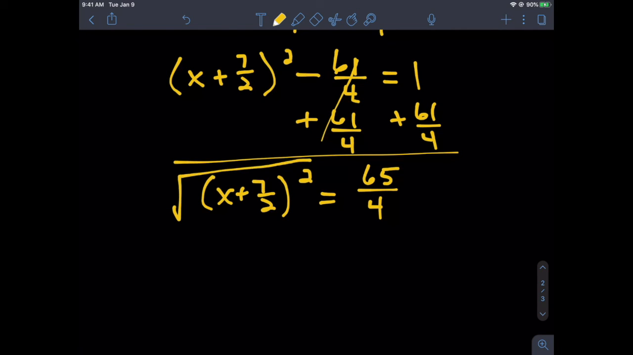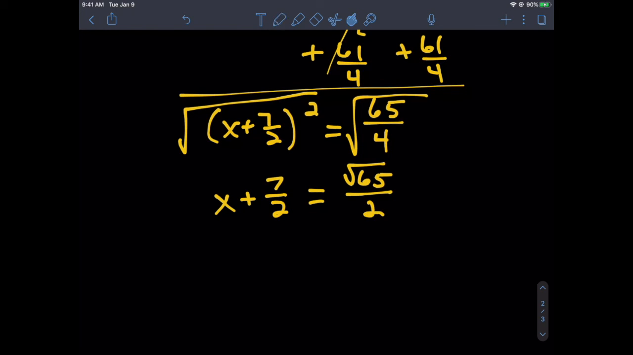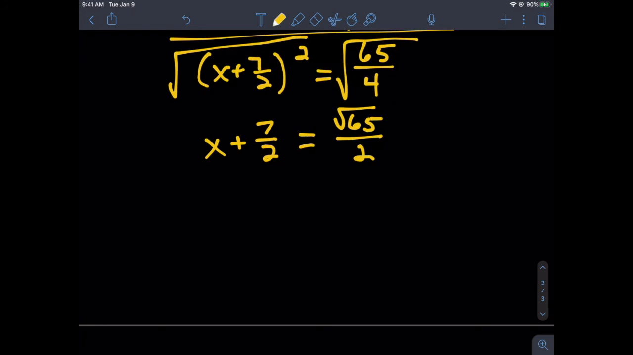Bingo. We'll take the square root, and taking the square root of a fraction is very similar to squaring the fraction. It's the square root of the top over the square root of the bottom. We get x plus 7 over 2 equals the square root of 65 over the square root of 4, which is 2. And of course, we cannot forget at all our plus or minus. We set up our two equations here, one for the positive square root of 65, there's our radical, over 2, and one for the negative.